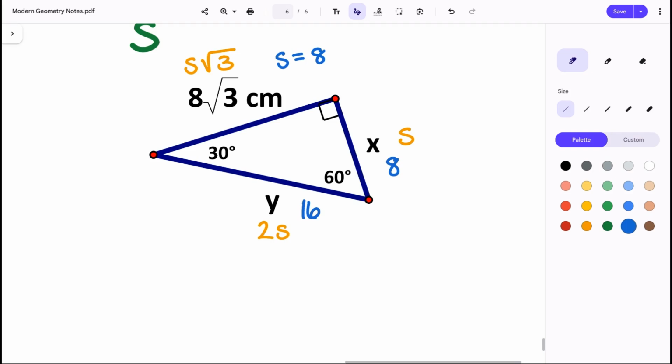Okay. Again, yes, I had to do a little bit more thinking. I wasn't just given my s outright. I had to maybe solve a little bit. But the way I solved it was pretty easy. Like I was able to just cancel the square root of 3's off and be done, right?